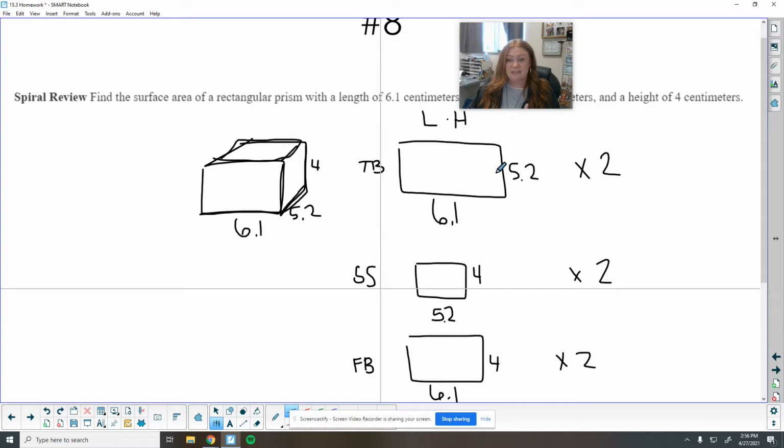So I'll find length times width. I have 2 of those. Length times width, 2 of those. Length times width, 2 of those. Put them all together to find my surface area. Remember, they are units squared, so I'm finding how much fits on a flat surface.